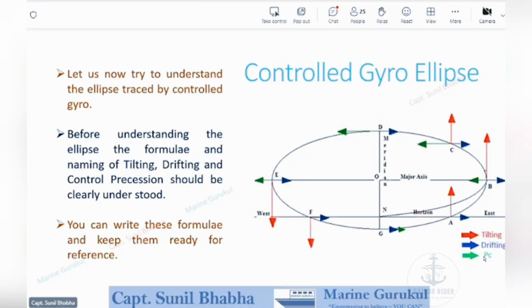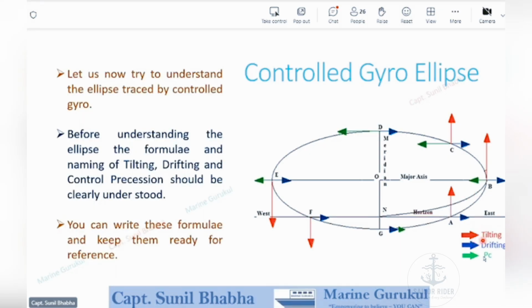Let us now try to analyze and understand this elliptical motion of the spin axis. We have now zoomed into the red color ellipse which we saw in the previous slide. It is a zoomed in picture of the same ellipse. In this ellipse you can see three different color arrows: the red color arrow, the green color arrow, and the blue color arrow. These three arrows represent the three forces under the effect of which the spin axis is tracing this elliptical path. What are these three forces?